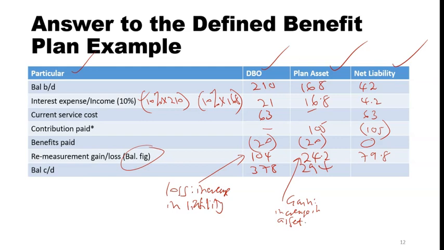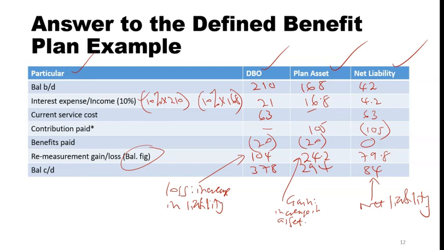So let us add or subtract those figures: 42 plus 4.2 plus 63 minus 105 plus 79.8. We have got 84. This is the net liability. So 84 is our net liability.